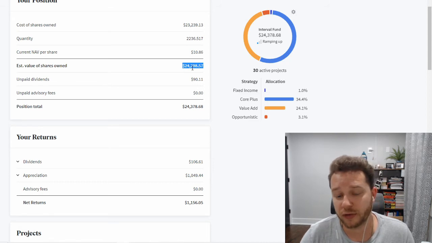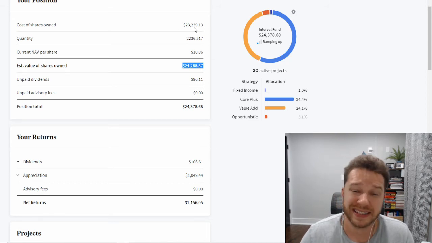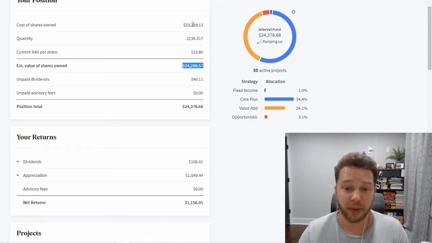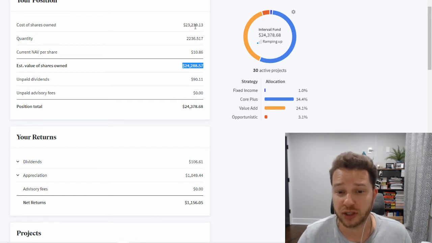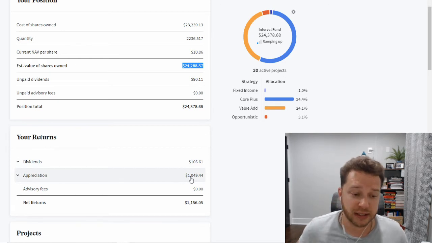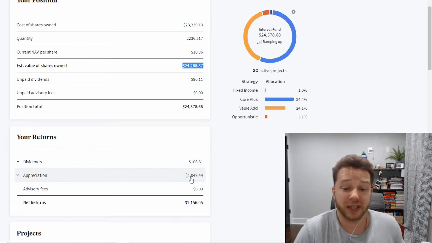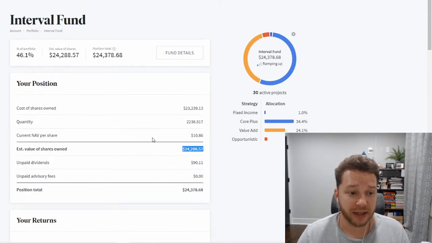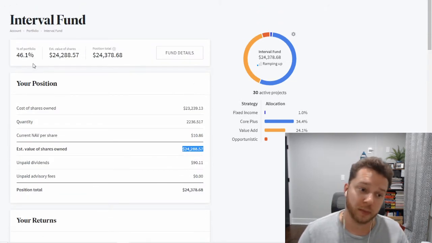You take this 24,288 and you minus the price that I originally paid for it, which is $23,239. You will get this number here, $1,049. That is how much appreciation I earned through this fund. Now, guys, remember that this fund is only 46.1% of my portfolio.